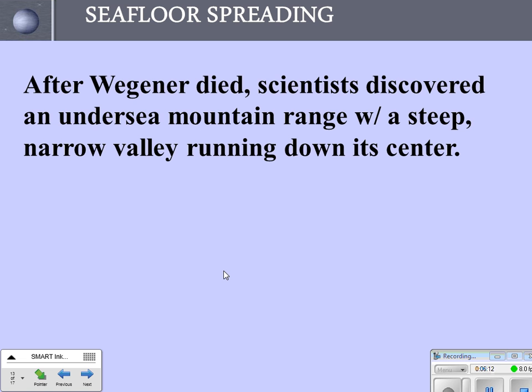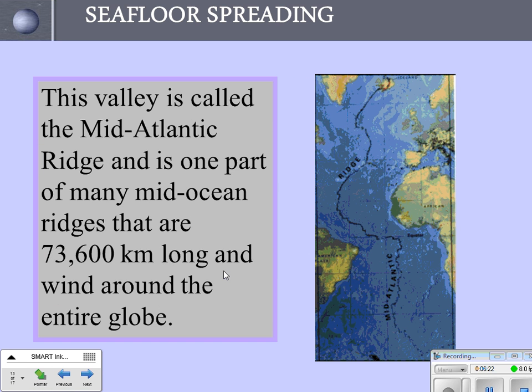Seafloor spreading. After Wegener died, scientists discovered an undersea mountain range with a steep, narrow valley running down its center. This valley is called the Mid-Atlantic Ridge and is one part of many mid-ocean ridges that are 73,600 kilometers long and wind around the entire globe. You've got South America right here, there's Africa, and you've got that mid-Atlantic ridge right down the middle.